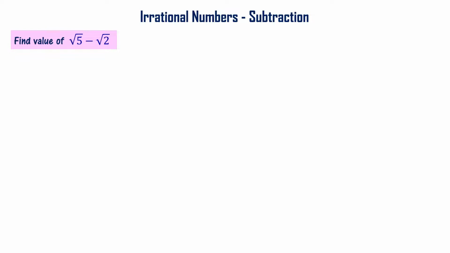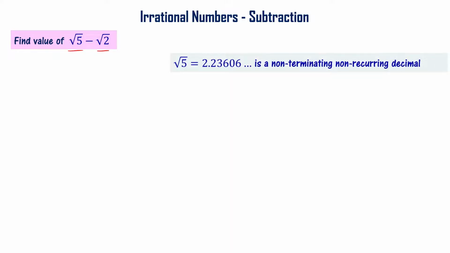It is tricky to subtract like this, right? But we know that these irrational numbers, root 5 and root 2, can be written in their decimal form, right? Root 5 is 2.236 and so on. It is a non-terminating, non-recurring decimal. That's why root 5 is an irrational number.